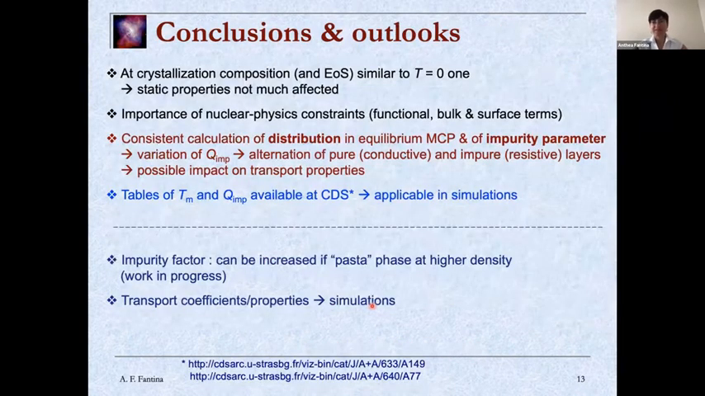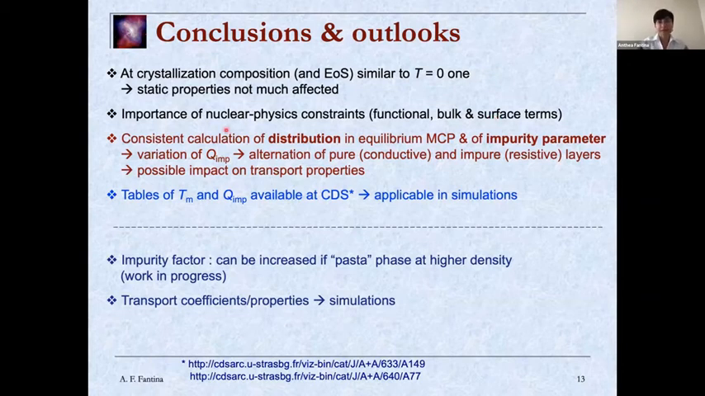I showed you some results for the crystallization properties of neutron stars. I showed you the importance of nuclear physics constraints, especially on the pasta phase. I didn't have the time to address the importance and the correlation with bulk and surface terms, but I'm happy to answer if there are any questions.